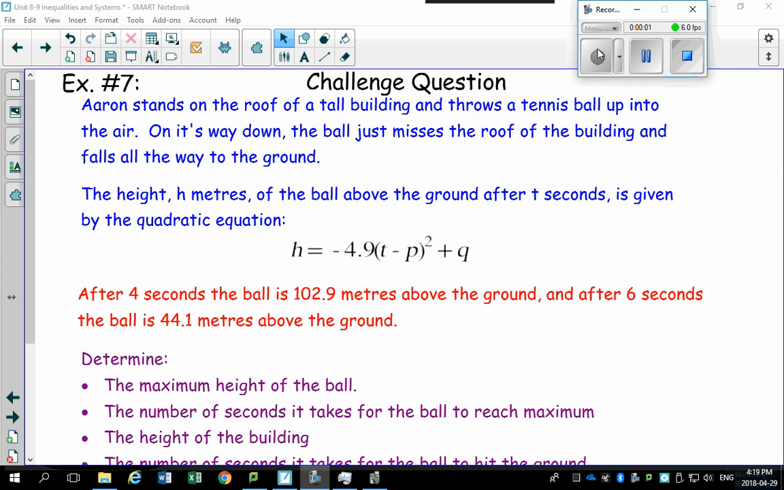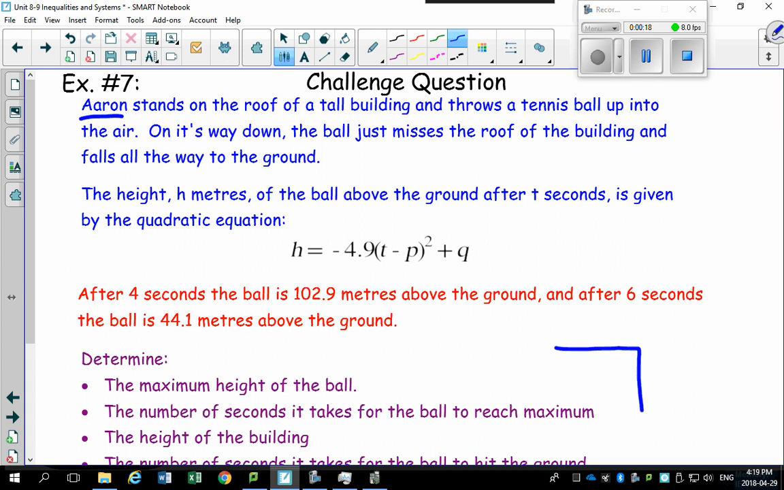I have found the ugliest algebraic challenge question in the history of mankind. Check this out. Here's a guy by the name of Aaron. Aaron stands on the roof of the tall building and throws the tennis ball up into the air. So here he is on the height of this tall building. There he is standing right there. He's got a ball in his hand and he throws it in the air like this.